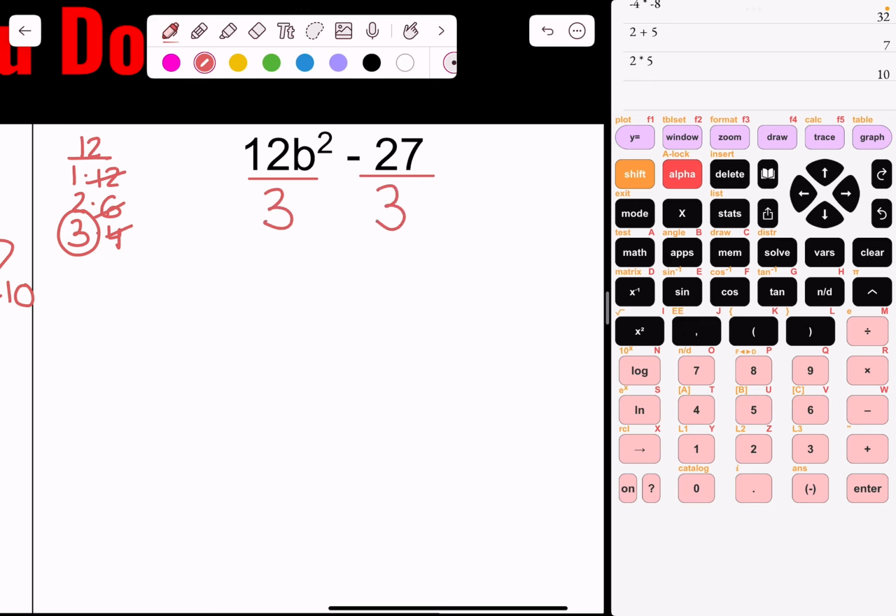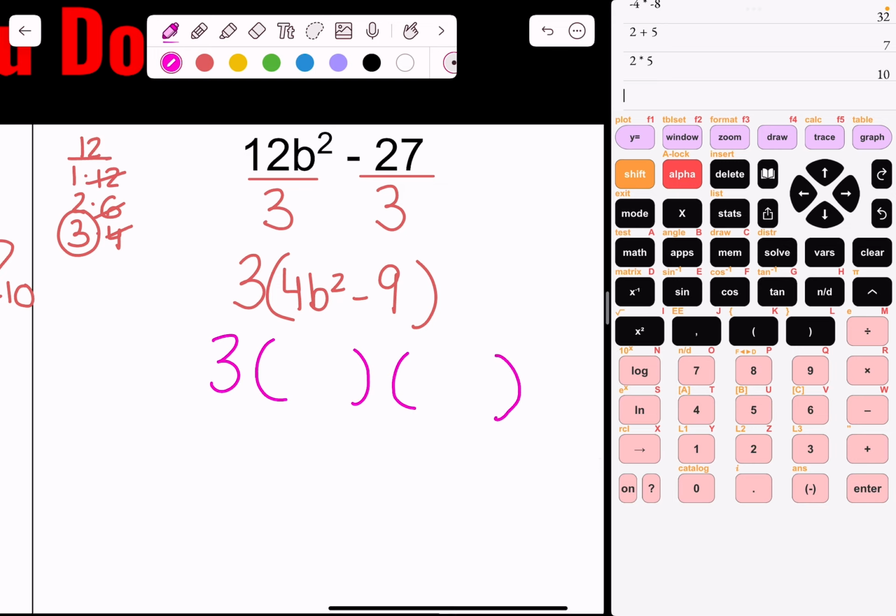They both don't have a b, so I have to forget about the b for now. 12 divided by 3 is 4. Bring down the b squared. Then negative 27 divided by 3 is 9. And luckily, by doing this, we left ourselves with 2 perfect squares, so we can do the difference of perfect squares. The square root of 4 is 2, and separate the b squared to b and b. And the square root of 9 is 3 and 3.